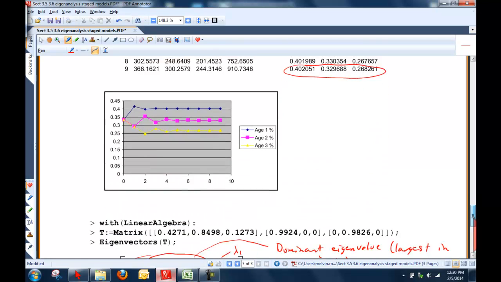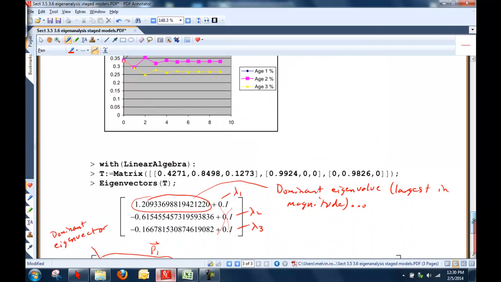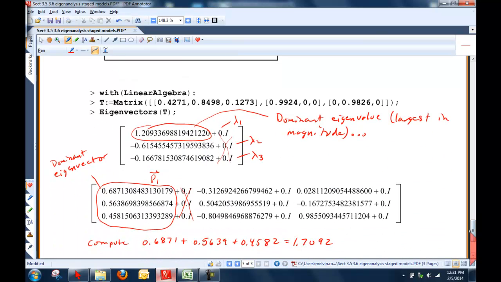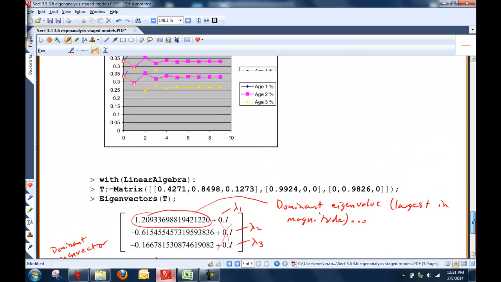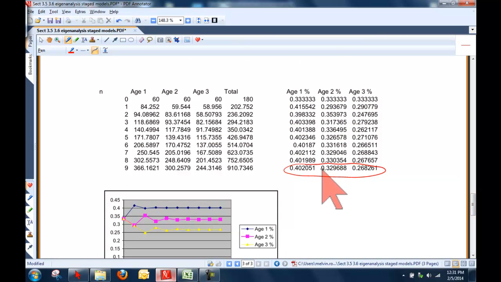In a situation like this, where I clearly have one dominant eigenvalue and the others decay, over time I can ignore everything except the first eigenvector. And then the neat thing is that if I normalize the first eigenvector, its components actually tell me the proportions of the individuals in each of the three age categories. In other words, this problem is completely solved.